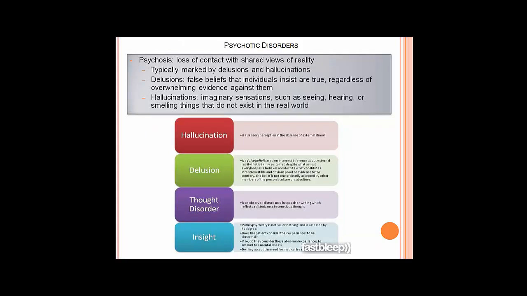Okay, let's start talking about the most severe or serious group of mental disorders, and those are the psychotic disorders. What is psychosis? It's a loss of contact with shared views of reality. Note that, contact with shared views of reality. So, of those 4 groupings of those things that we share with reality, those are hallucination, delusion, thought disorder, and insight.